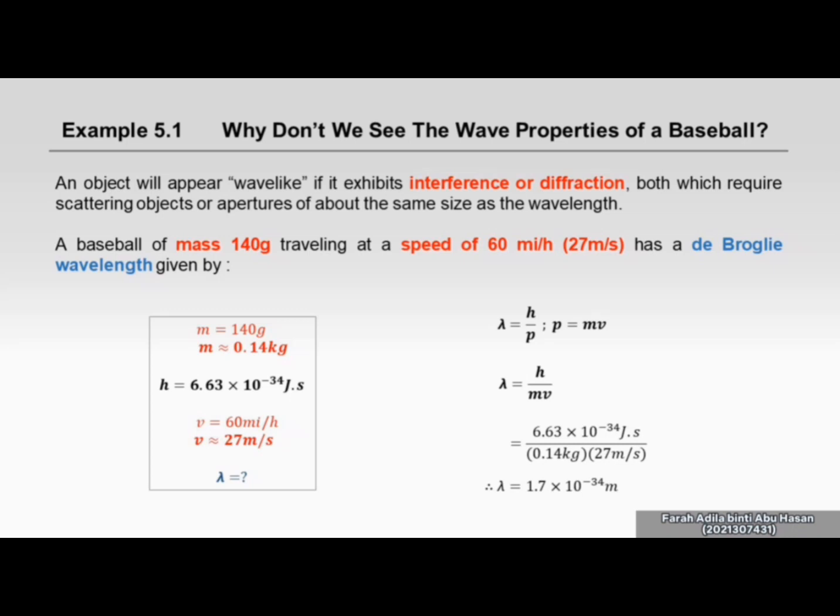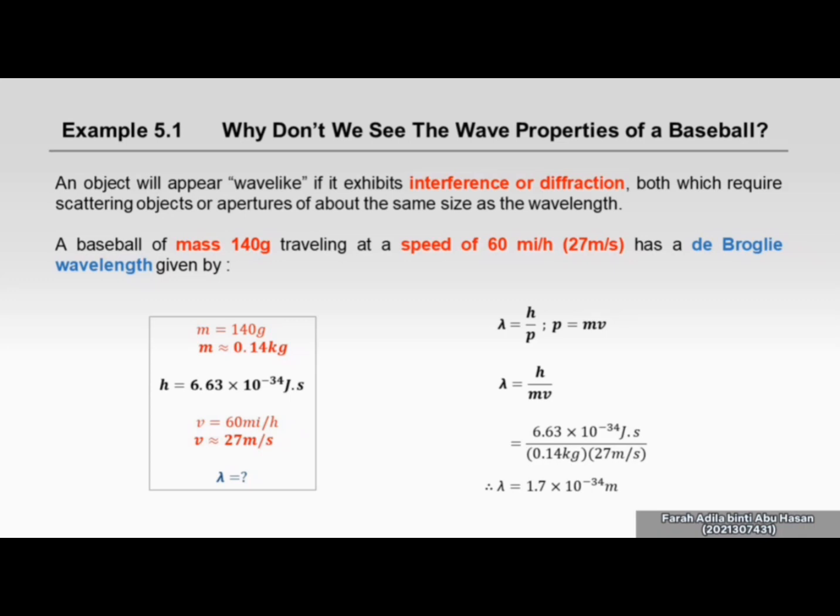The statement given is: a baseball of mass 140 grams is traveling with a speed of 60 miles per hour, or 27 meters per second. Find its de Broglie wavelength. So here we need to calculate its wavelength. First things first, we need to list down the information given in the statement and make sure it is in SI units. m is 0.14 kg, h or the Planck constant is 6.63 times 10 to the power of negative 34 joule second, and the velocity is 27 meters per second.